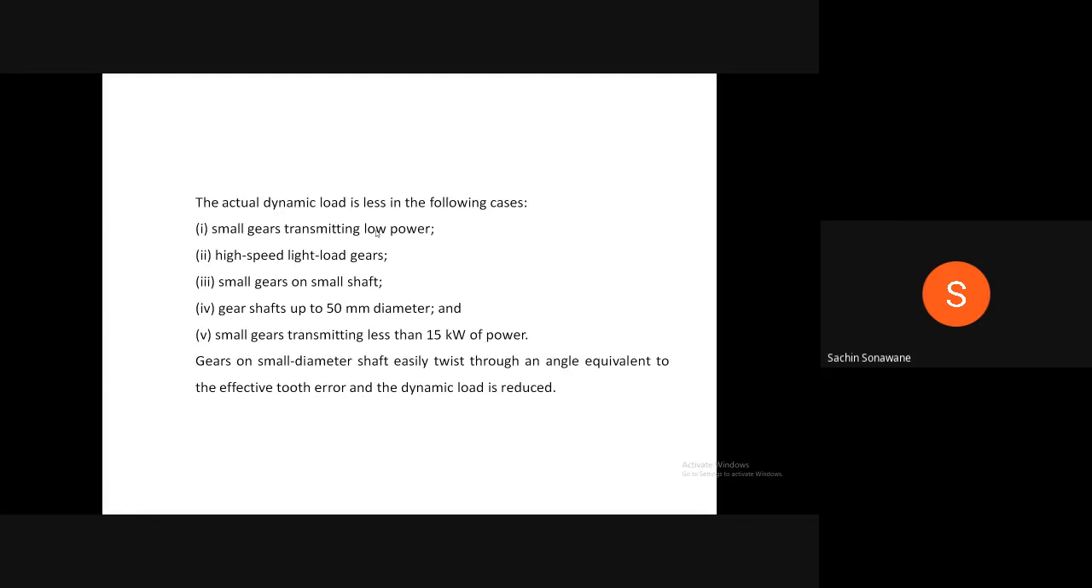First, small gears transmitting low power. Second, high speed light load gears, small gears on small shafts, gear shafts up to 50 mm diameter, and small gears transmitting less than 15 kilowatt of power. Gears on small diameter shafts easily twist through an angle equivalent to the effective tooth error, and the dynamic load is reduced.